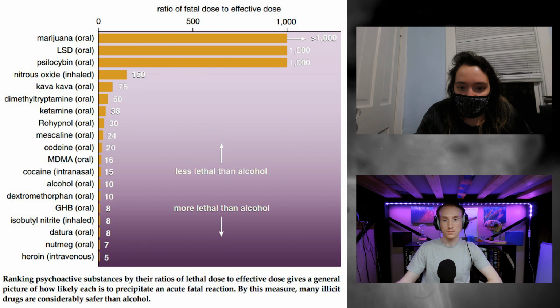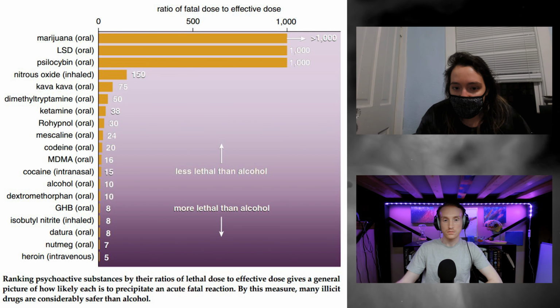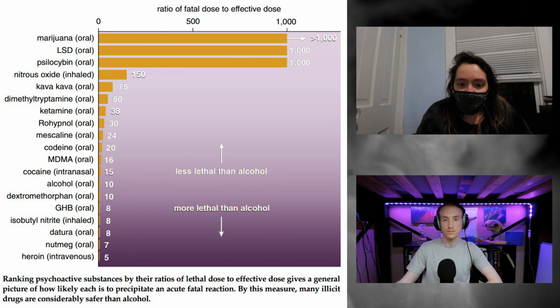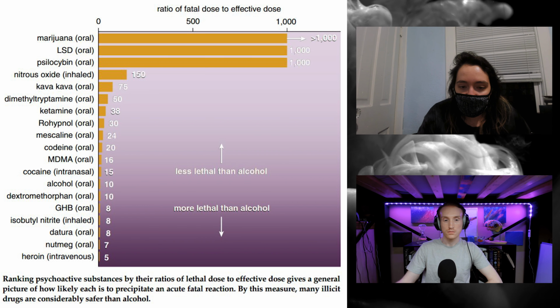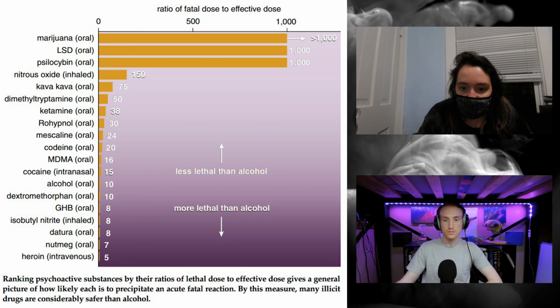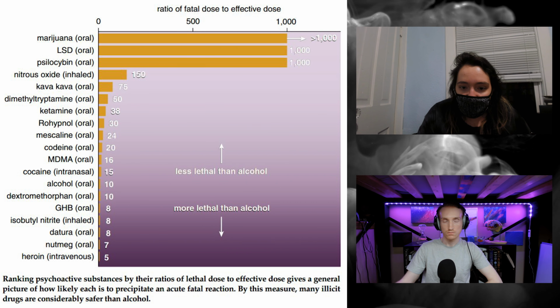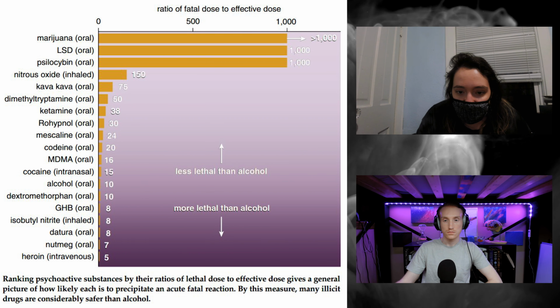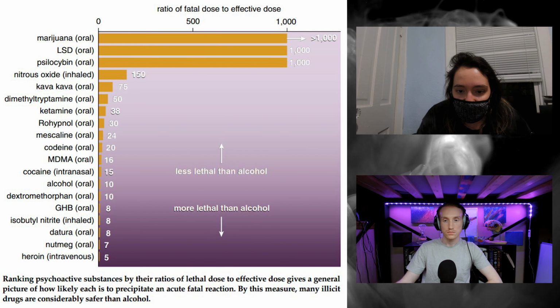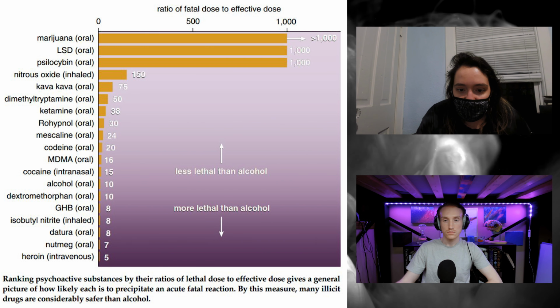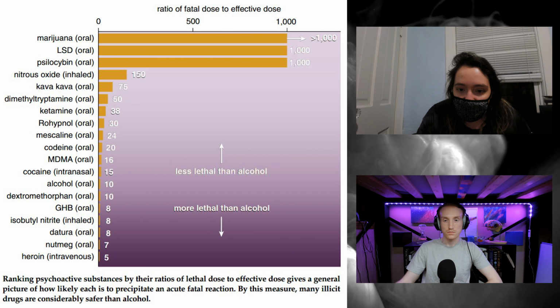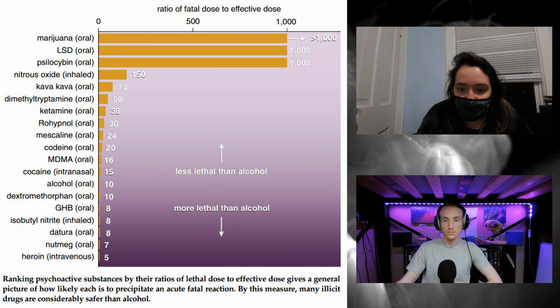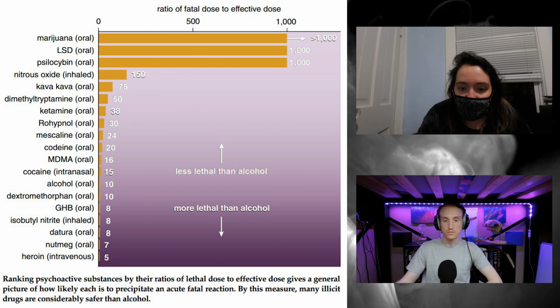That would be about 1,000 for LSD and psilocybin, or magic mushrooms as they're also known. And then nitrous oxide, one effective dose is compared to 150 as a fatal dose. Kava is 75. Dimethyltryptamine is 1 to 50. Ketamine is 1 to 38. Rohypnol is 1 to 30. Mescaline is 1 to 24. Codeine is 1 to 20.